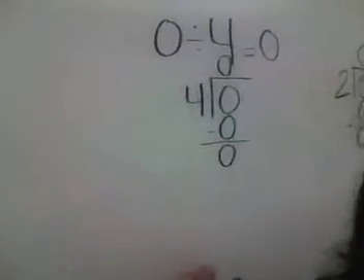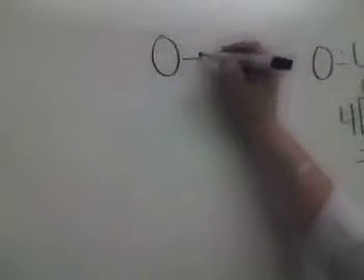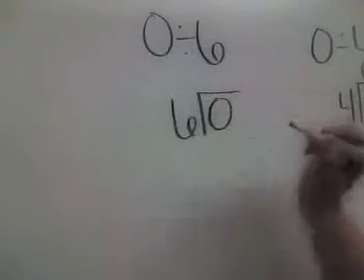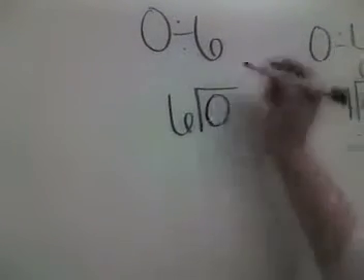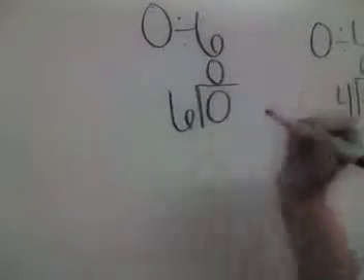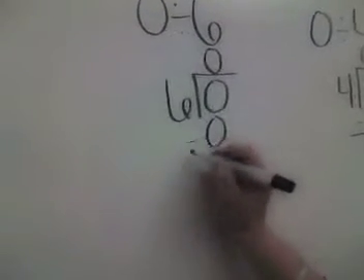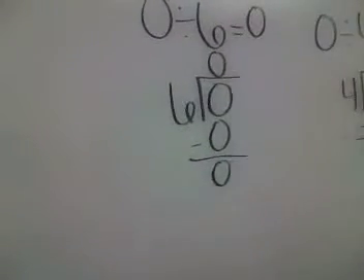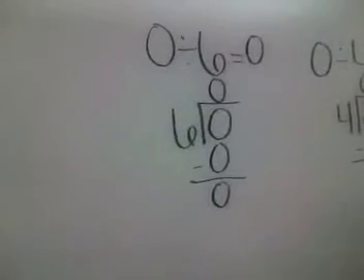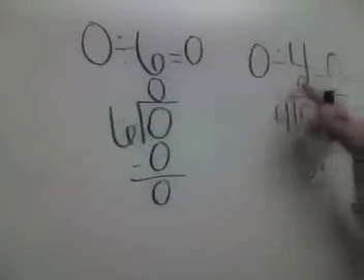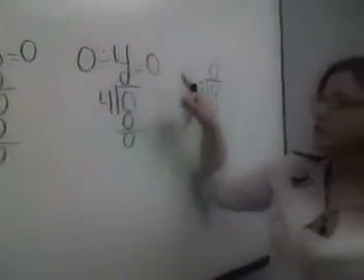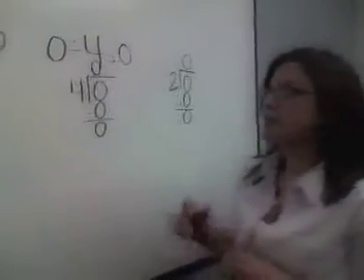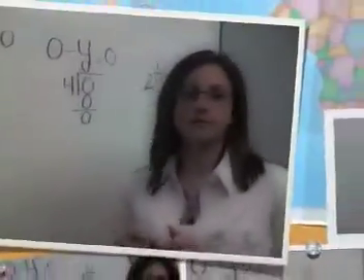Let's try another one. Let's try 0 divided by 6. Set it up. 6 cannot go into 0. So we put a 0. 0 times 6 is 0. Subtract these and we get 0. So 0 divided by 6 is 0. Let's go back to the rule. So when 0 is divided by any number, the quotient is always 0, with the exception of 0. 0 divided by 0 is undefined.